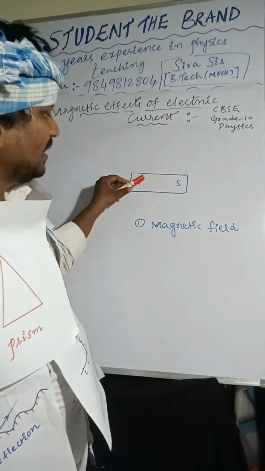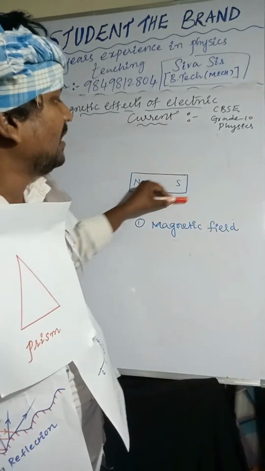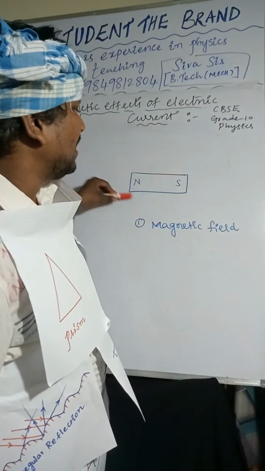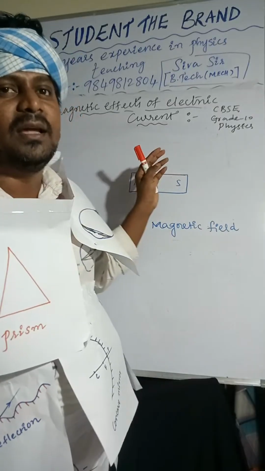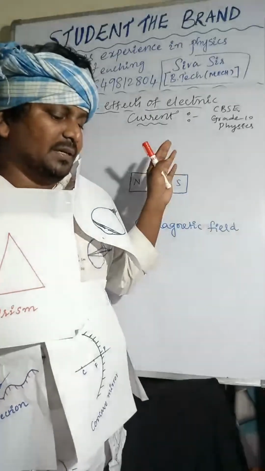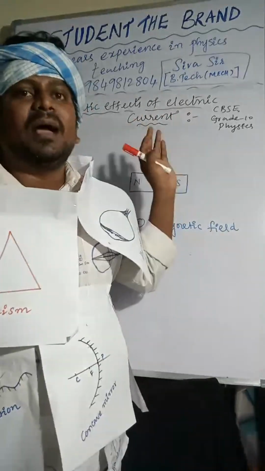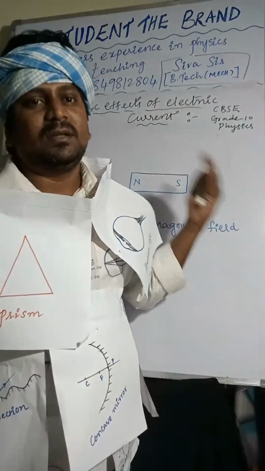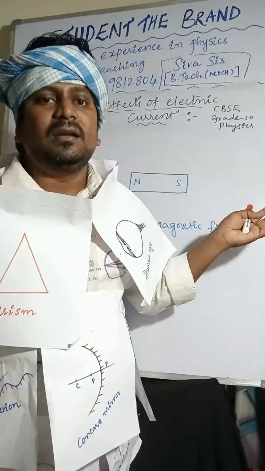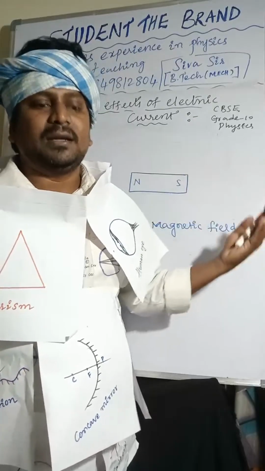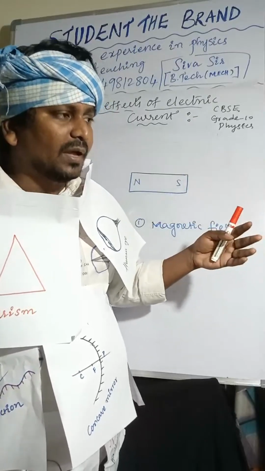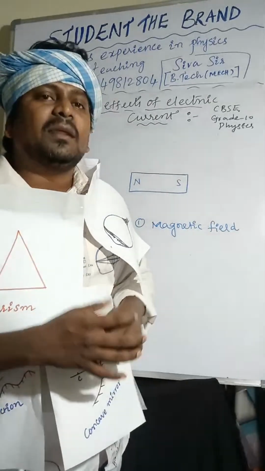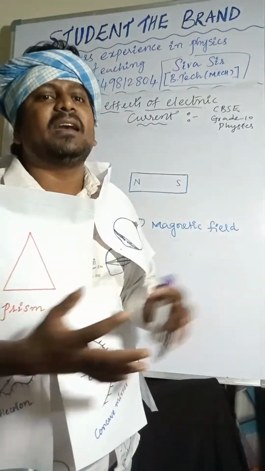This is the magnet, and around the magnet the field will be there. So around the magnet, the magnetic field will be there. The magnet will attract magnetic material around it. How will the magnetic field be there? The magnetic field will be in the form of magnetic field lines.